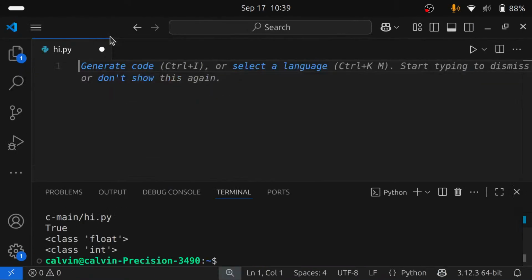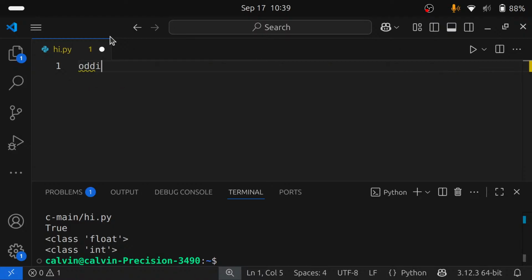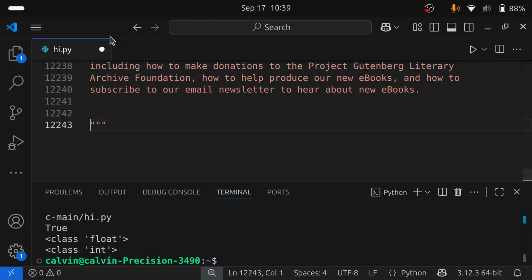Did I zoom it in? Okay. We're going to call this oddity because I don't know how to spell Odyssey. I'm going to put this inside 3 quotes for a reason we will discover later. And then I'm just going to paste in the entire Odyssey.